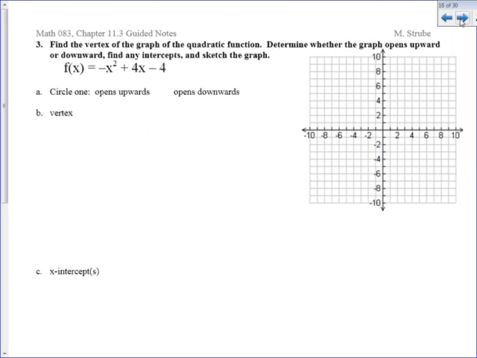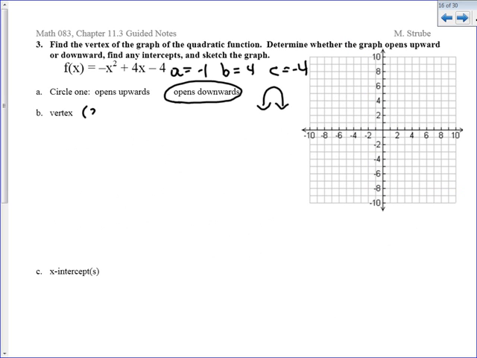All right, for 3, we're going to graph f(x) equals negative x squared plus 4x minus 4. So let's get our a, b, and c, and always look back up here for a, b, and c. a is in front of x squared, b is in front of x, c is our constant. Is this parabola opening upward or downward? Downward. So we have a is negative, so we've got that same shape as before.